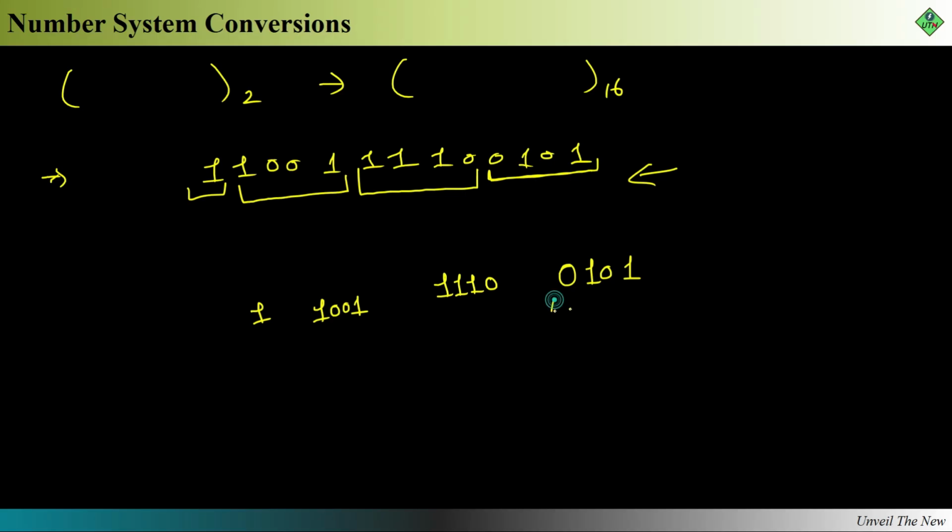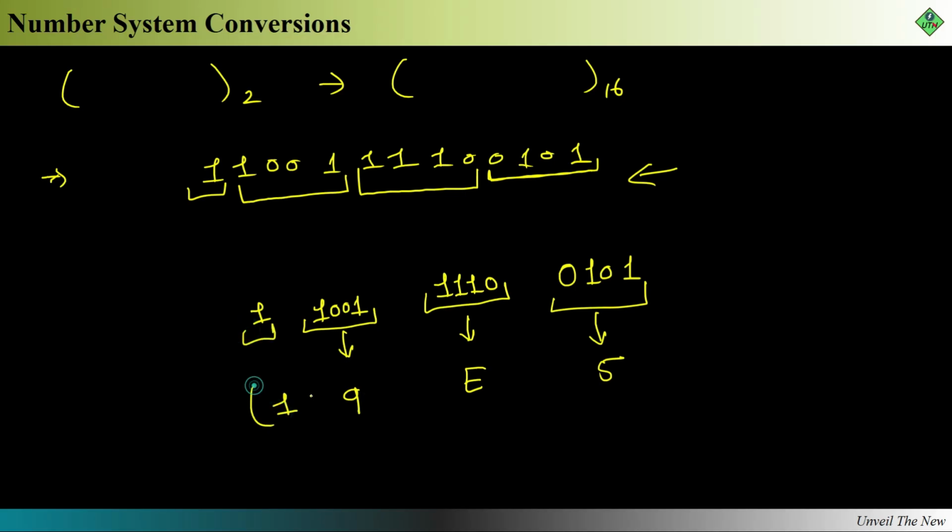Okay, so the 0101's decimal will be 5. 1110 means 14, and 14 is basically represented by E in the hexadecimal. 1001 is 9, and 1 simply is 1. Okay, so this is your hexadecimal conversion. So hexadecimal conversion of this binary number is 19E5.